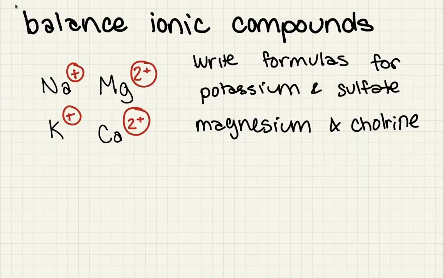Okay, so why don't you go ahead and write out formulas for salts of, so salts, remember we need to balance our charges, so you have a positive and a negative that cancel out to give you a neutral compound, for potassium and sulfate, as well as for magnesium and chlorine. So why don't you go ahead and pause the video and try that out.